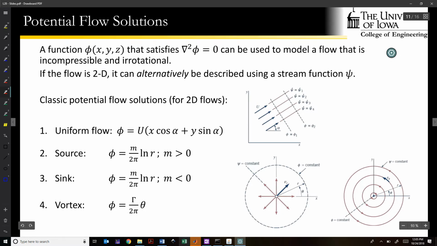So we have sources and sinks, which have the same velocity potential with different signs of m, where m is what we call the source or sink strength. And then we have a vortex. This is another type of singularity where it satisfies irrotational flow, except at the very middle. This is a really hard thing for people to get their heads around sometimes, but there's a particular type of vortex that does this.